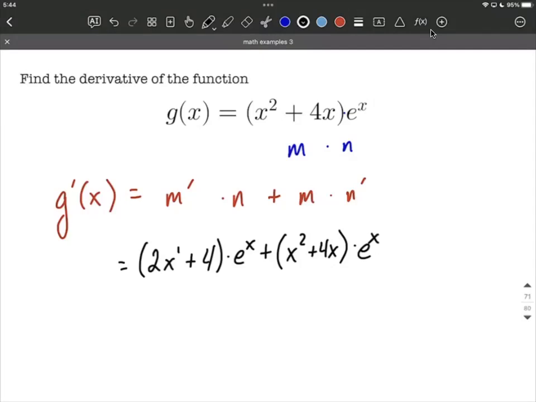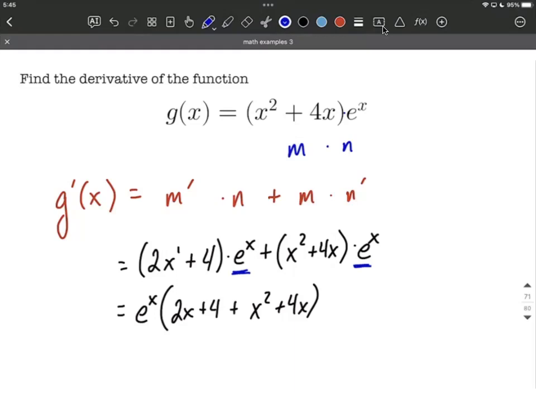Now, as far as cleaning up our solution, I do notice that we have e to the x multiplied by both of those, so we can consider that to be a common factor. If we remove e to the x, what we'll have inside of a big set of parentheses is the 2x plus 4, the first set of parentheses, plus x squared plus 4x, that second set of parentheses. Basically, what I did was take this e to the x and this e to the x away, moved them out in front, and what was left over, the 2x plus 4 and the x squared plus 4x, went inside this big set of parentheses.